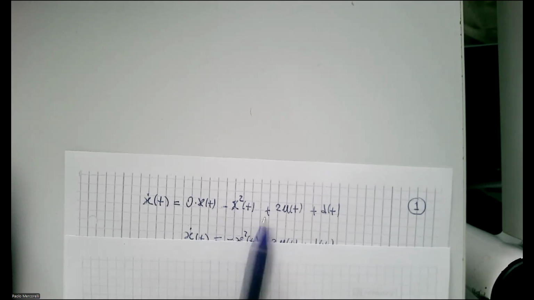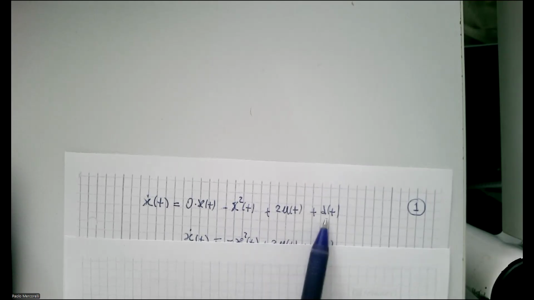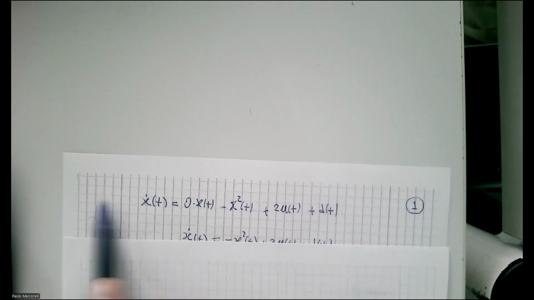So we can understand a little bit better. Again, you remember, this is the example of MATLAB, extremely simple. x derivative equals minus x squared plus 2 times u plus a disturbance. Extremely easy example, just one state.